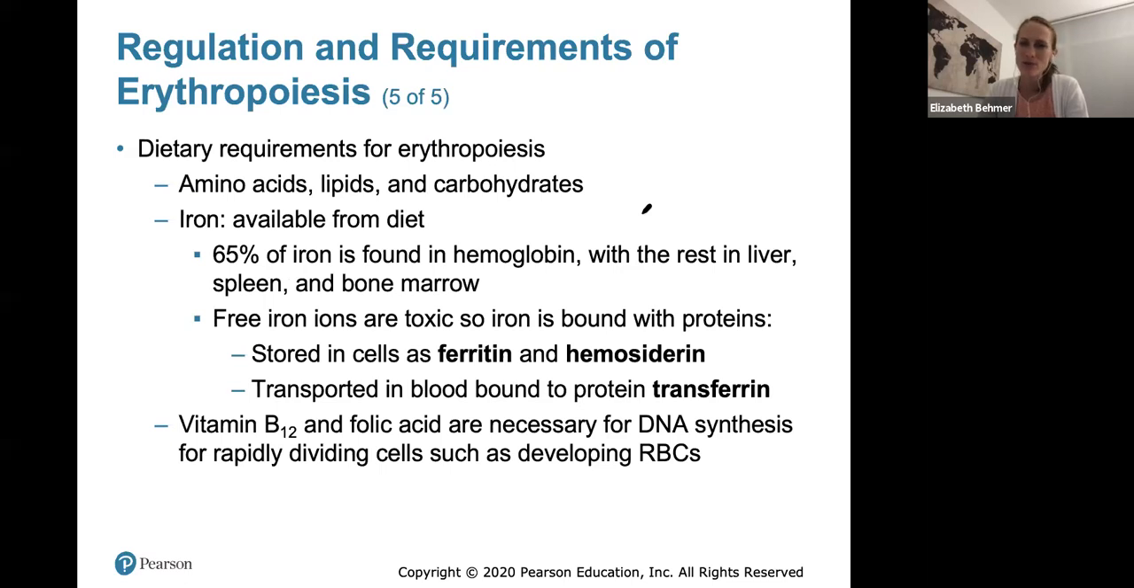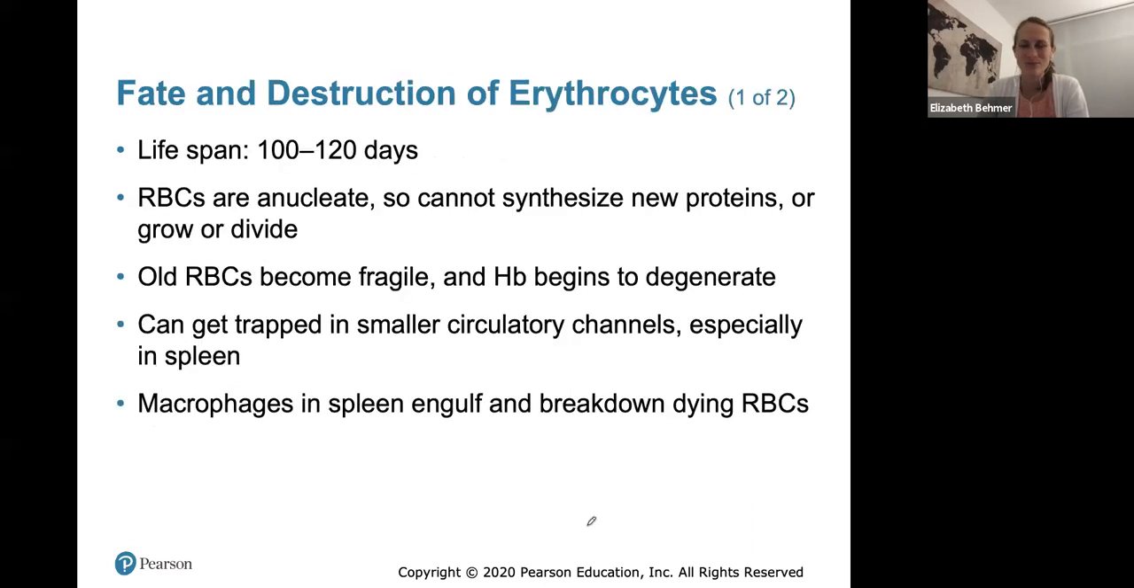Dietary requirements for erythropoiesis, so getting enough iron, amino acids, lipid, carbohydrates, vitamin B12 and folic acid are necessary. You don't necessarily need to know some of those dietary requirements. A little bit about how then we recycle red blood cells. They live about 100 to 120 days, and then they become kind of recycled in your spleen. So old red blood cells become fragile, hemoglobin starts to degenerate. They usually go to the spleen, which helps to recycle them.